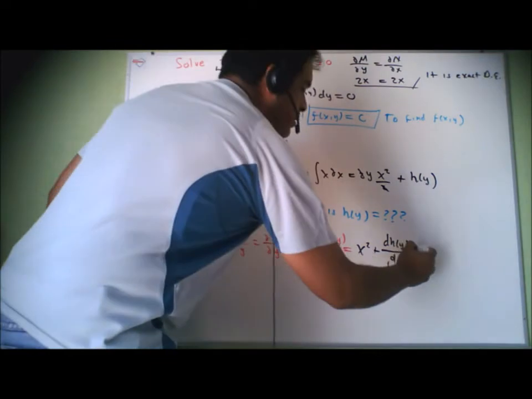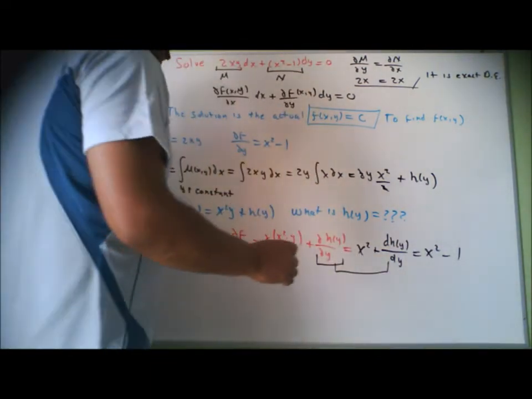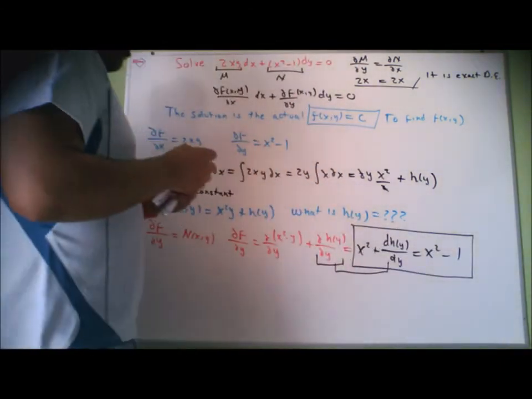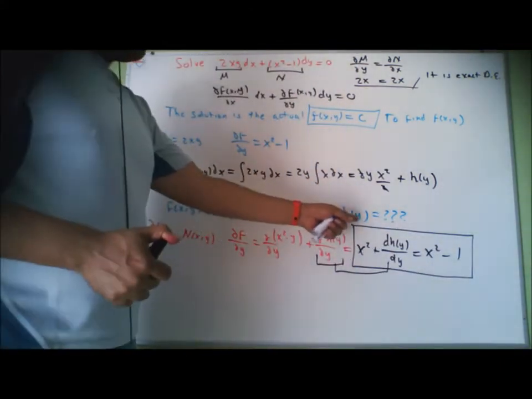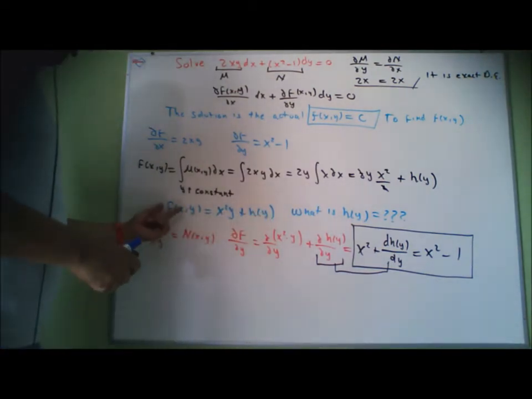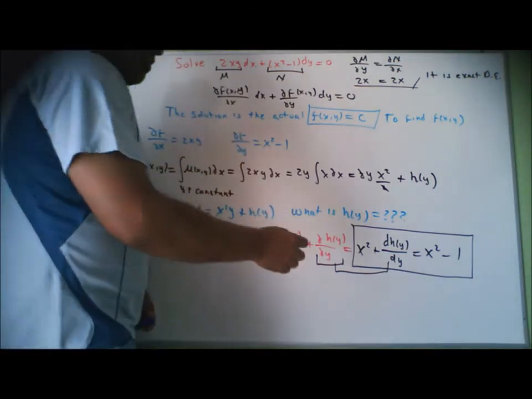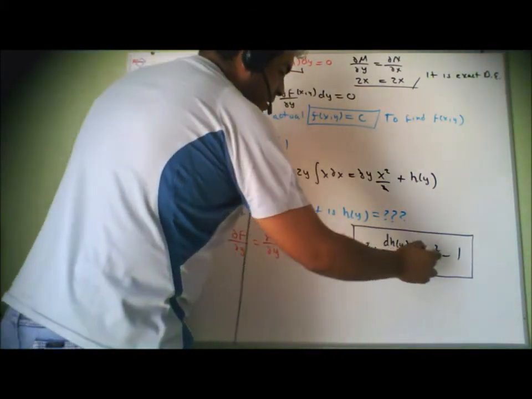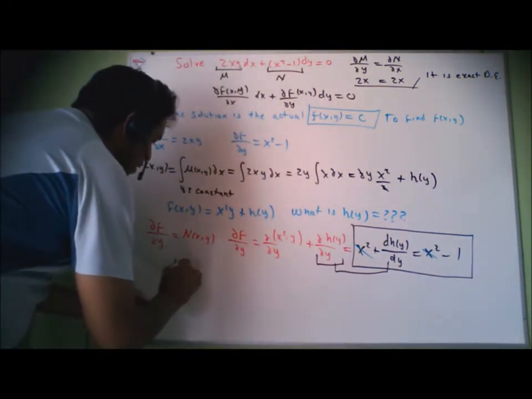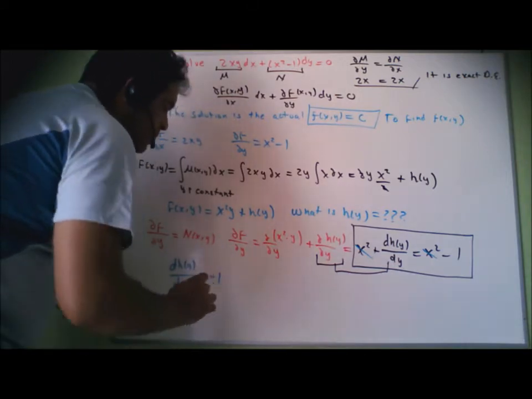Okay, now this is supposed to be equal to my N, and the value of N happens to be equal to x squared minus 1. Okay, now we are going to work with this side of the equation. Remember, what are we looking for? We are looking for the h of y, which is the only thing missing from the exact function. Okay, now from here I can see that this and this cancel. So the derivative of h of y with respect to y is just equal to minus 1.